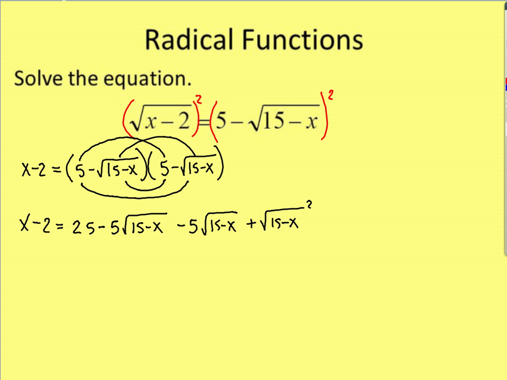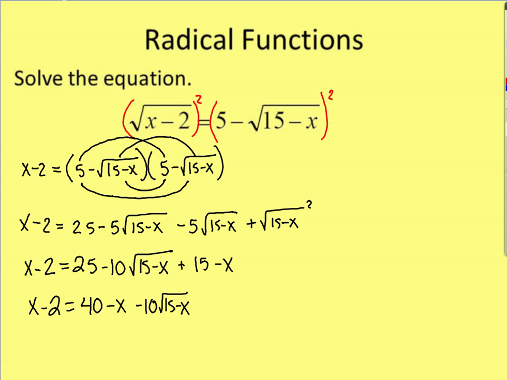Now if we combine like terms, and if you notice we have a squared radical, so that squared with a radical will cancel. So we're going to be left with x minus 2 is equal to 25 minus 10 times radical 15 minus x. It's 10 because there were 2 of 5s, so 5 and 5 gives us negative 10. And plus 15 minus x, because remember we squared that radical, and so that canceled and just left us with 15 minus x. If we combine like terms again, we will be left with x minus 2 is equal to 40 minus x minus 10 times radical 15 minus x.